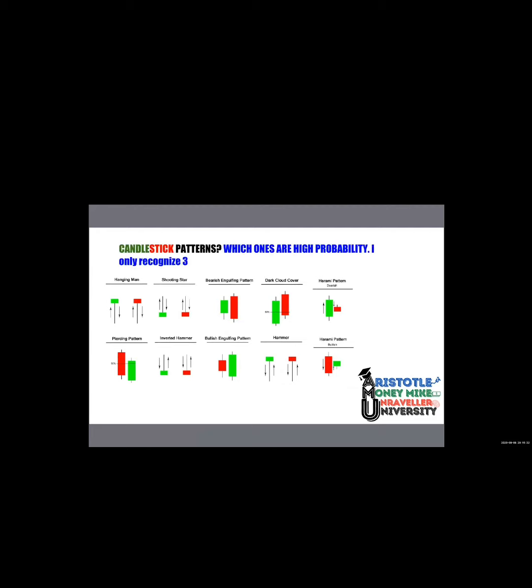So here we have the candlestick patterns, and I want to know which ones are high probability. I only use 3 of these that I consider high probability setups. So here are the ones that I believe personally are high probability setups. I believe in the hammer, which is the pin bar. I believe in the Harami pattern. Anything Harami, anything hammer, and anything engulfing are my favorites. These are my favorites, those 3. So these are my top 3. And I will explain why.